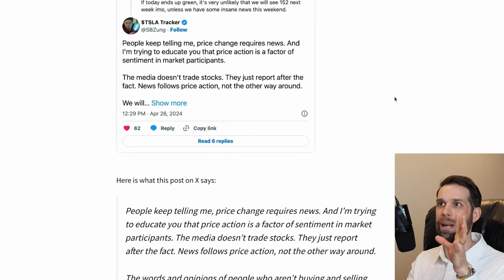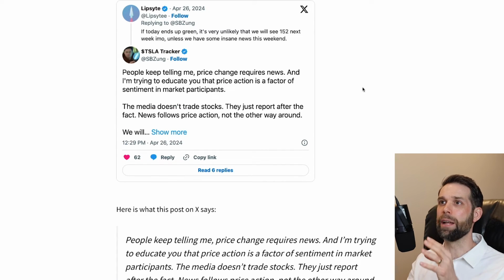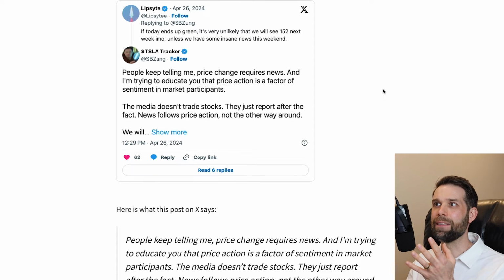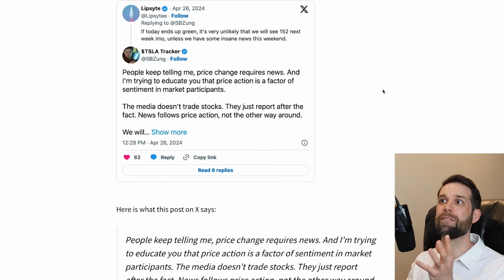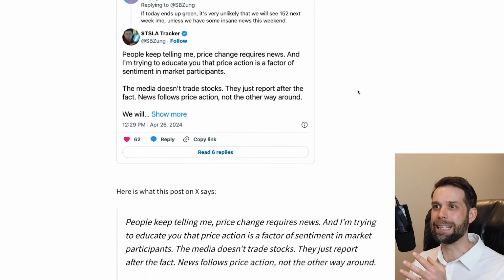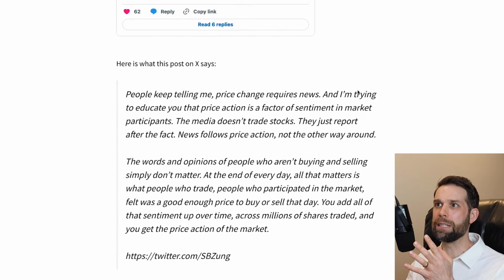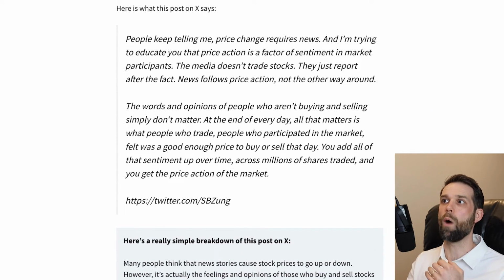So basically, someone asked a question or made a statement, and they read, "If today ends up green, it's very unlikely that we will see 152 next week, in my opinion, unless we have some insane news this weekend." And Tesla Tracker replied to that stating, "People keep telling me price requires news.